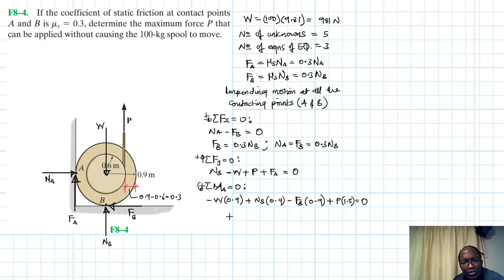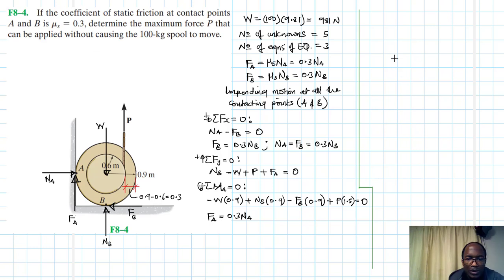So let's work out the two equations. We know that FA is equal to 0.3 NA. So we go to the place where we have FA and replace it, so that we have additional equations. We generate equations that we can solve simultaneously. So let's do so. Let's just write down these equations on top.